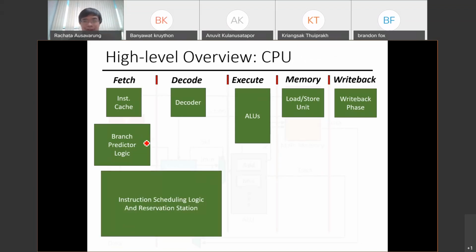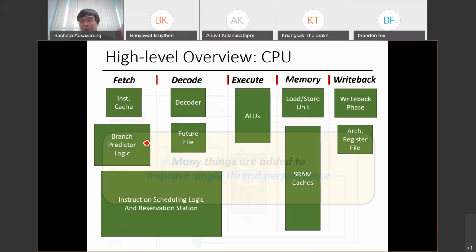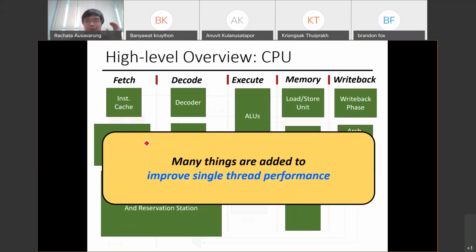You have whatever is needed for out of order execution, depending on the technology. So you have instruction scheduling logic, the reservation station, future files, which are another copy of the register files. You have the SRAM cache. You have the architectural register files. All these things are added to make single thread performance really good, right? So if you run something on the CPU, the performance of that thread is really good.